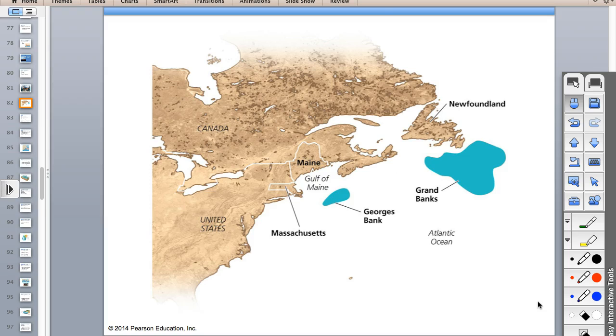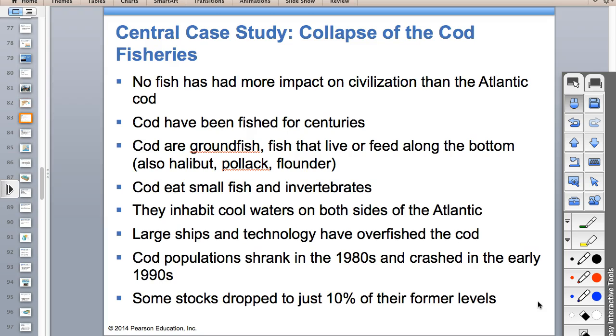And cod are what's called groundfish. That means that they live on the bottom of the ocean, benthic fish. Benthic means bottom. And they're fished for centuries. Cod eat small fish and invertebrates. They actually live on both sides of the Atlantic, so if you were to go to the North Atlantic on the Europe side, they would be there as well.